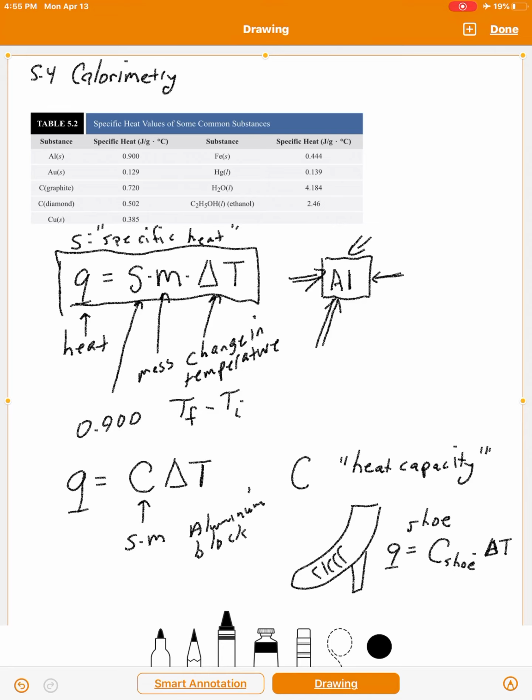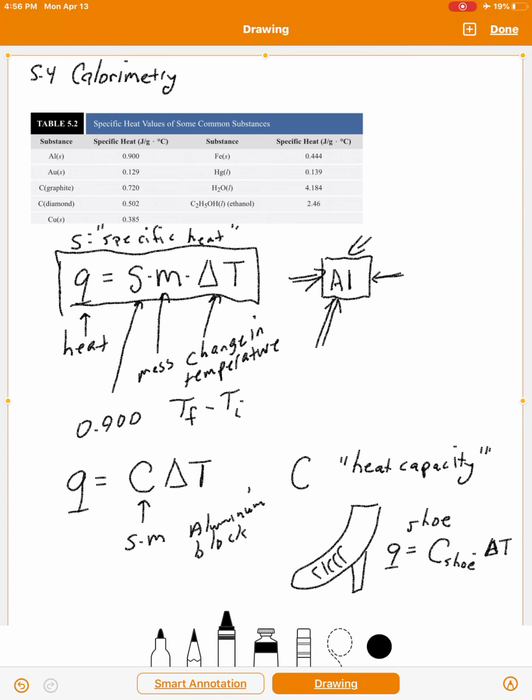So heat capacity can be used with the aluminum block because capital C is equal to S times M, but it's more commonly used for complex substances, which are mixtures of different materials. Okay, so those are the heat capacity and calorimetry equations that we often use. Now, a little bit about water.